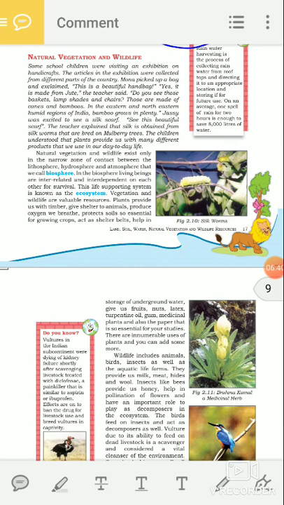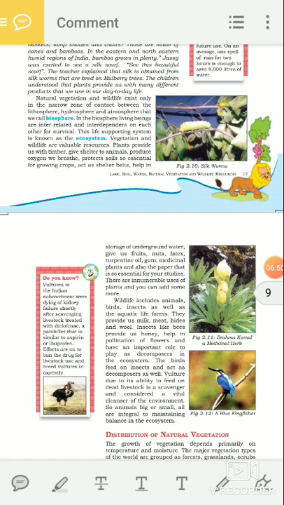Plants give us fruits, nuts, latex, turpentine oil, gum, medicinal plants, and also the paper that is so essential for your studies. The book from which you are studying is made from this material only. So there are innumerable uses of the plants, and you can add some more, one or two, or many such things.